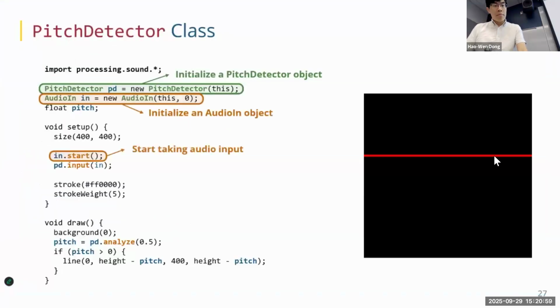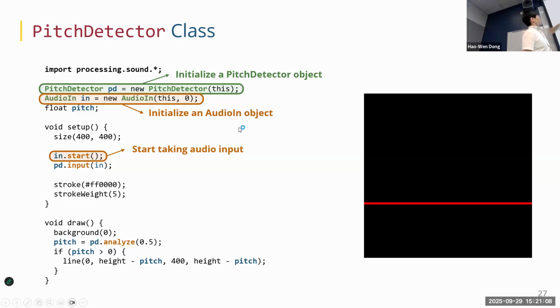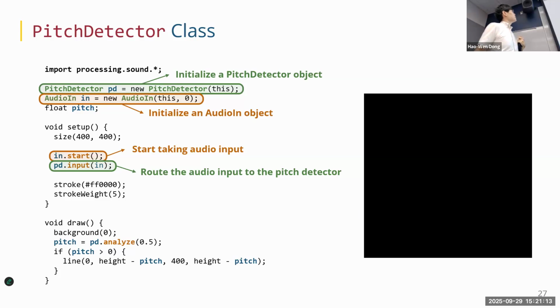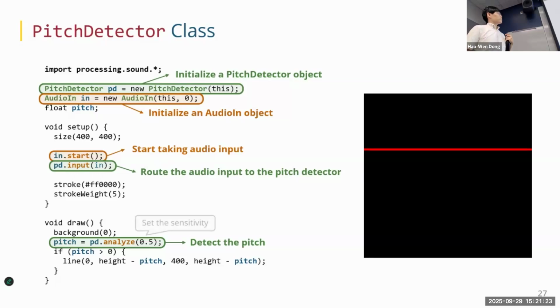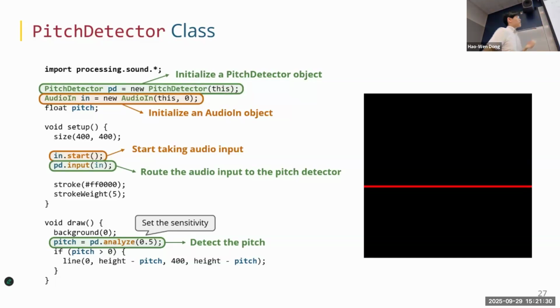Can I stop it? So this case is where we are using our microphone input. So let me open that up. But basically, once you have the input started, you can route it into the pitch detector. So PD.input in. Now you just want to analyze the pitch. And the 0.5 is the sensitivity. So it's somewhere from 0 to 1. So you want to set the sensitivity. In this case, we just put 0.5.